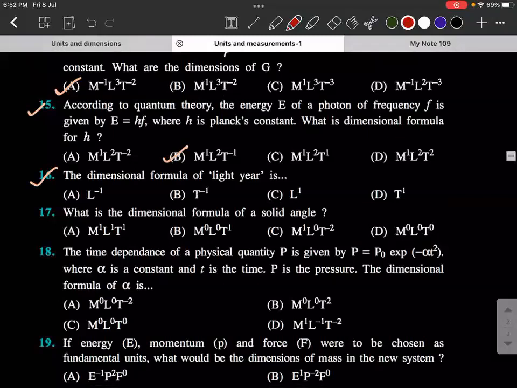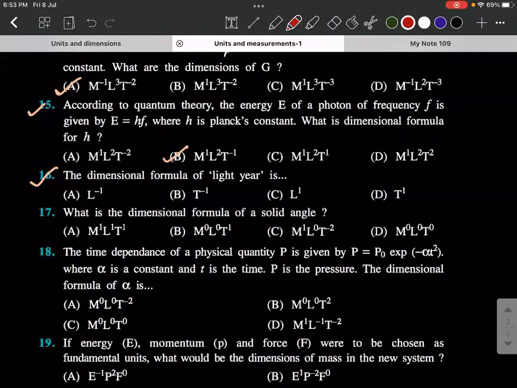16th one. The dimensional formula of light year. So light year means distance traveled by light. Make a note. Light year means distance traveled by light in 1 year. So light year means we'll think of it as time. Light year is the distance traveled by light in 1 year. Okay. That is the case.